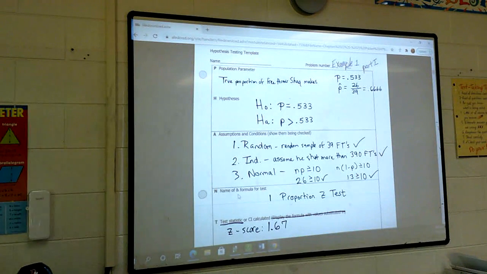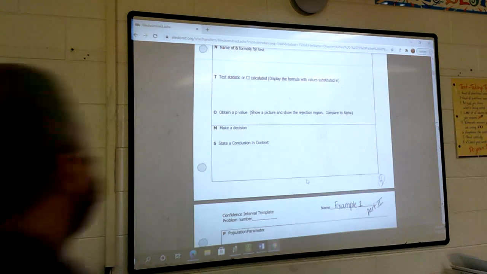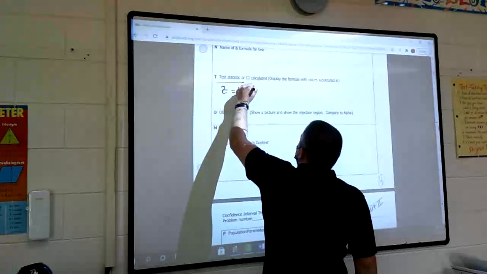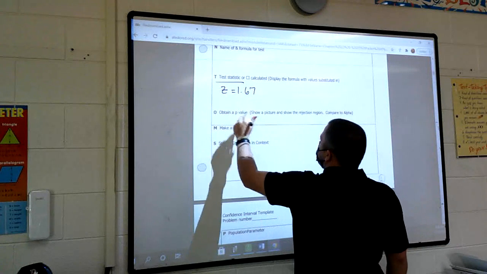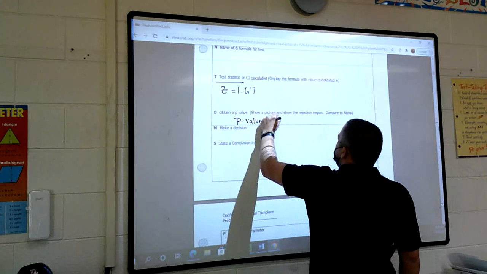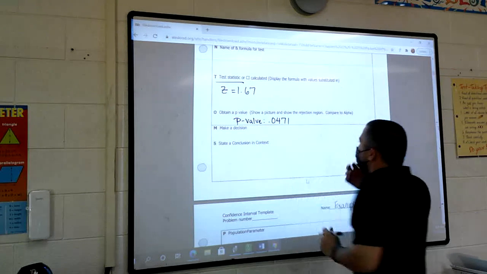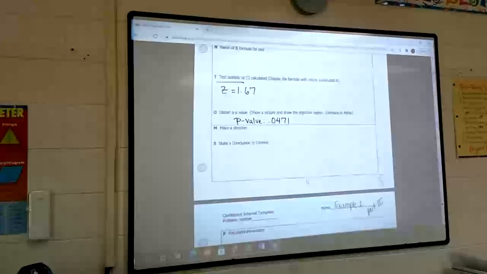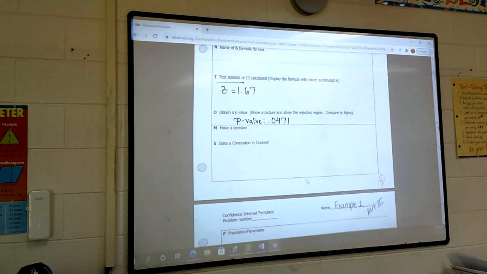The p-value, the z-score, like we said, was 1.67. The p-value is 0.0471. Now, that has nothing to do with the proportion. The p-value is the chance of us getting the results we got, or even more extreme, and the null hypothesis being true. So the null hypothesis is just that nothing's changed.